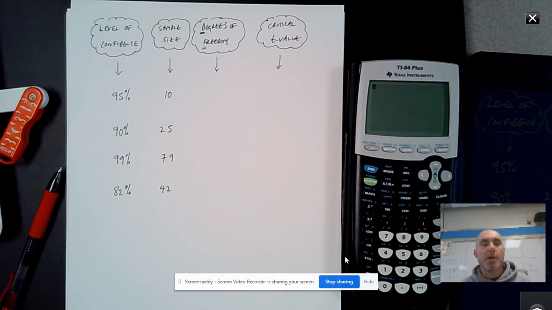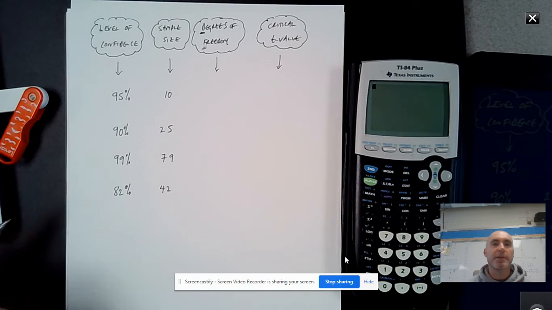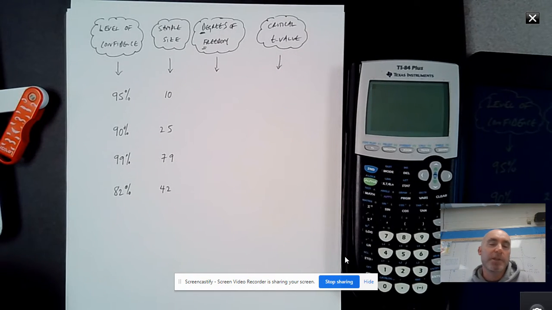So in this short video, I'm just going to show you how to find critical values when you're trying to find the confidence interval for means. The one thing you need to remember is whenever you're dealing with the means, you're not going to use z-scores. So you're not going to use critical z values. You're always going to use critical t values, okay?